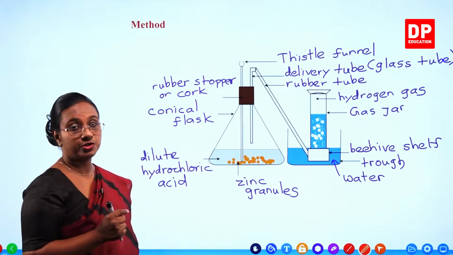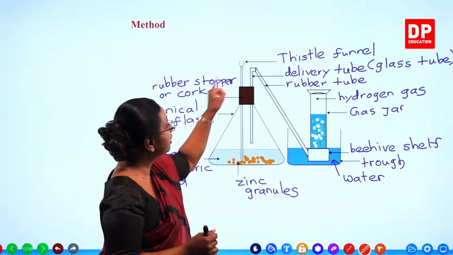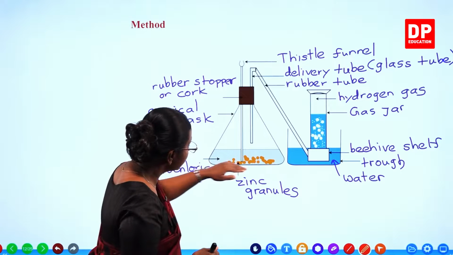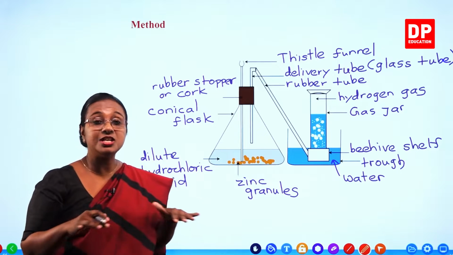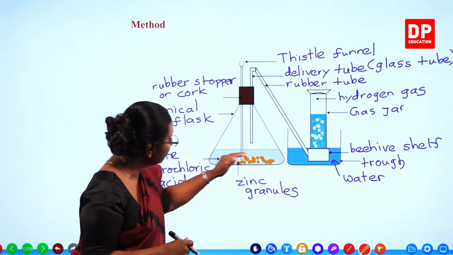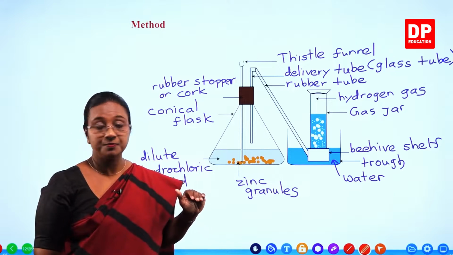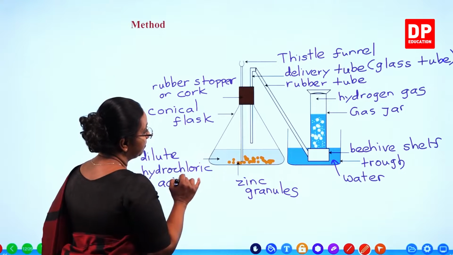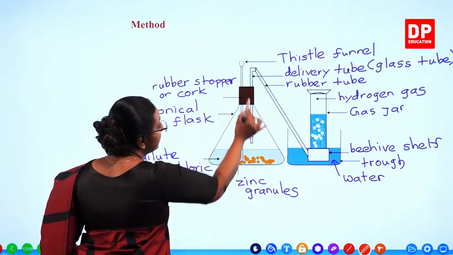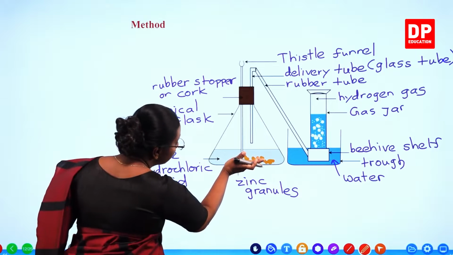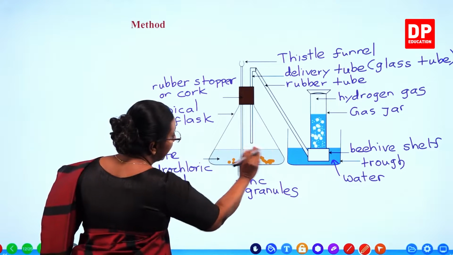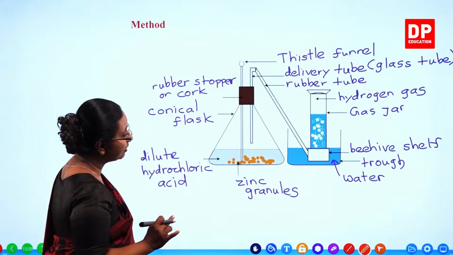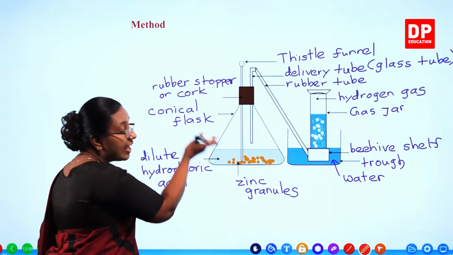these zinc granules. So when you pour the dilute hydrochloric acid through the thistle funnel, it comes and falls on the zinc granules. The splashing is reduced, and also immediately it starts to react. So that is why we have to have the thistle funnel long. That's very important. But then you see this delivery tube or the glass tube has to be above this acid level, so that when the acid reacts with the zinc granules, the gases are evolved up.